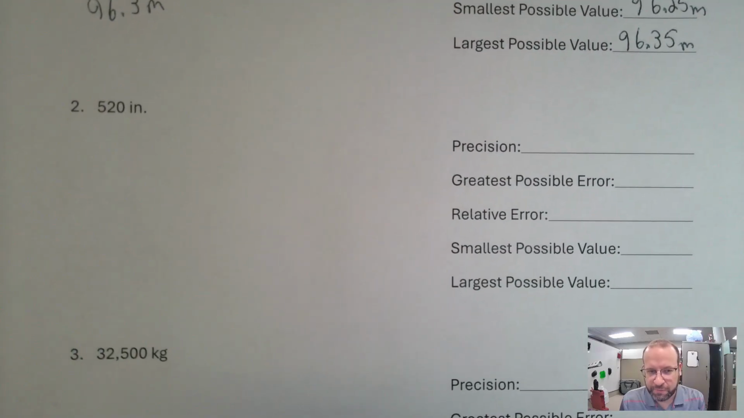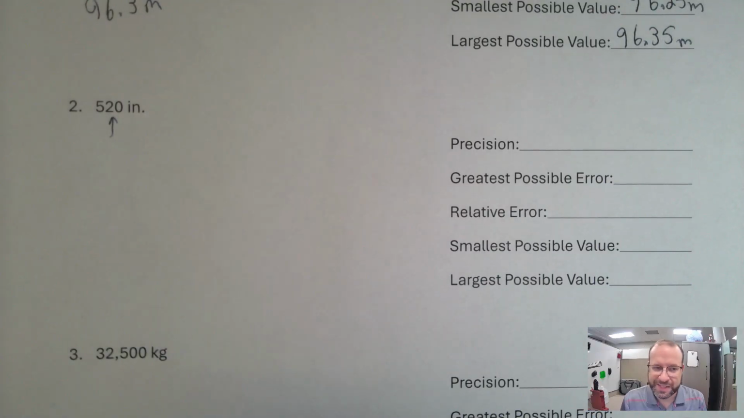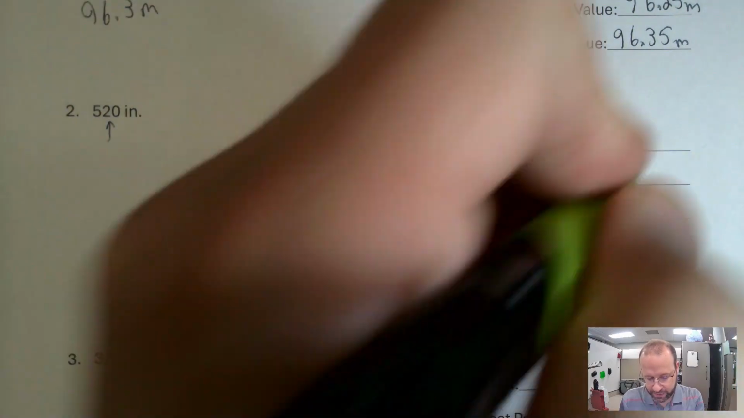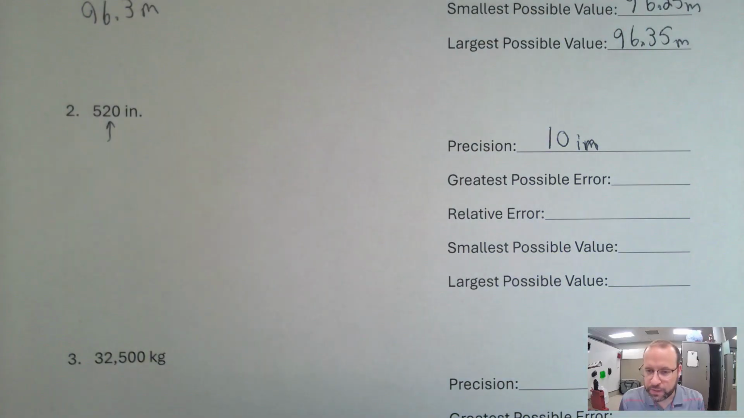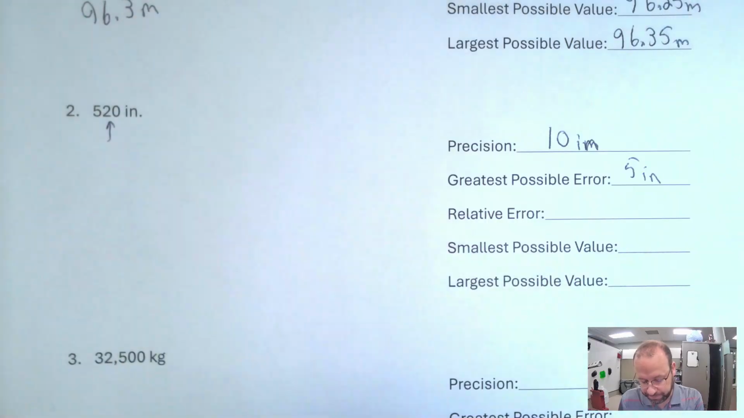Okay, let's do another one. Here, if we look at 520 inches, this time our measurement is precise to the nearest 10 inches because that 0 is not marked as significant. So our precision is to the nearest 10 inches. The greatest possible error is going to be half of that. Half of 10 inches is 5 inches.